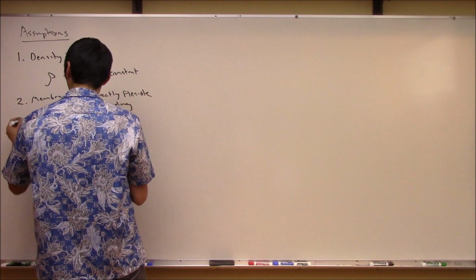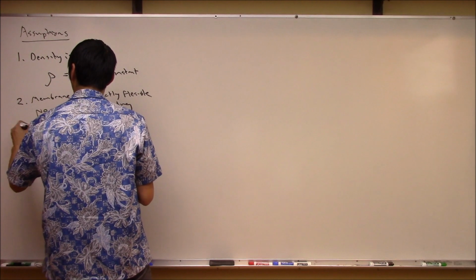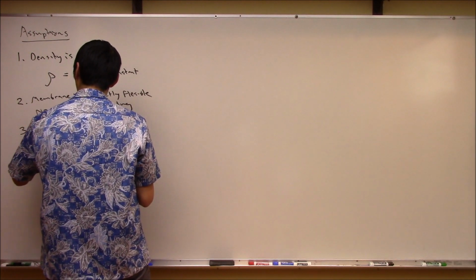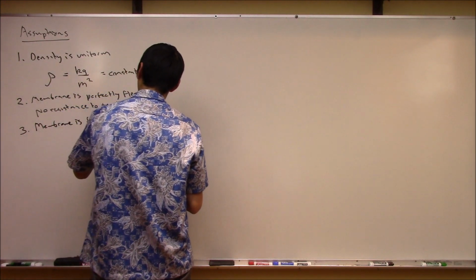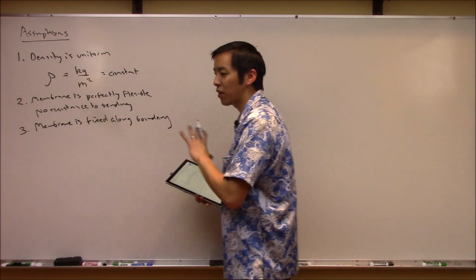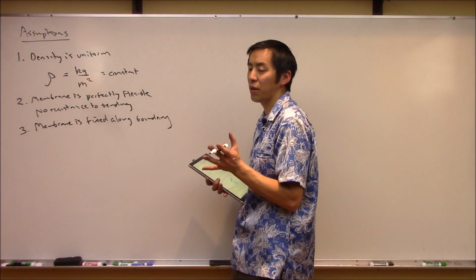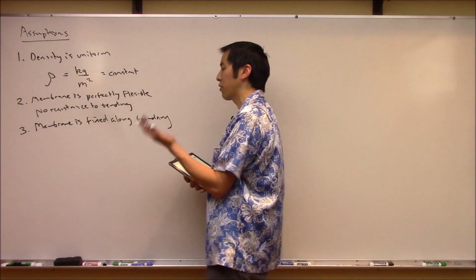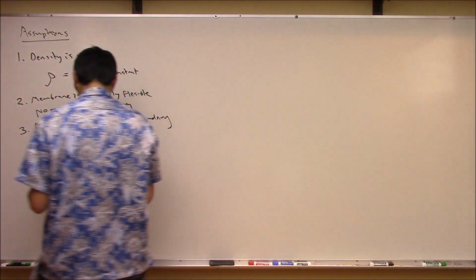Okay, so assumption 3 here, membrane is fixed along the boundary. So this is not going to really play so much into the derivation of the partial differential equation for the system right now, but it will definitely come into play when we actually try to solve this and apply some boundary conditions. So let's consider a fixed boundary condition here.